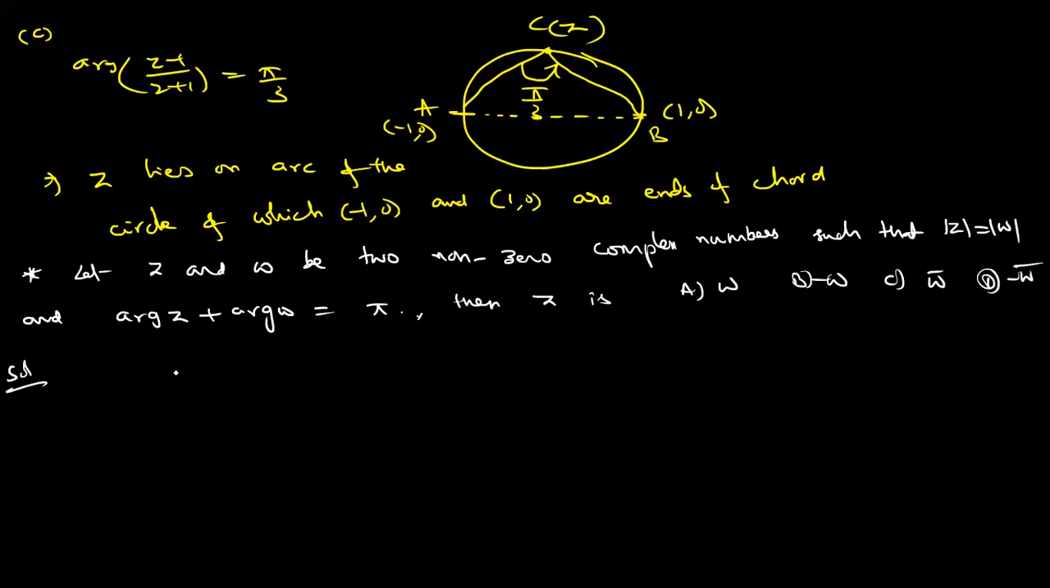Anyone? What is the value of Z here? Here there are two complex numbers, Z and omega. However, their magnitude is same. Mod Z is equal to modulus of omega. And one more condition is satisfied: argument of Z plus argument of omega is equal to pi.